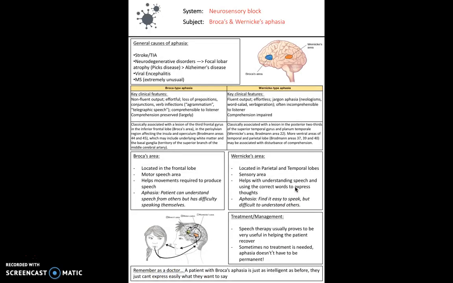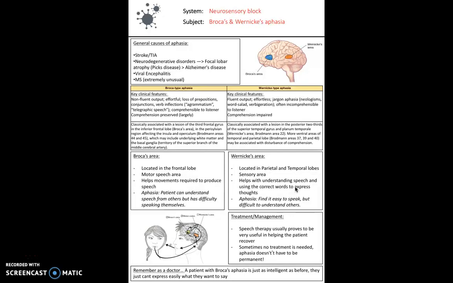Moving on to our final topic for this video, it's aphasia. So aphasia can be in the form of Broca's or Wernicke's. If we think about general causes of aphasia, these could be down to stroke, transient ischemic attacks also. It could also be down to neurodegenerative disorders such as Pick's disease or Alzheimer's disease. Could be due to viral encephalitis or also MS, but this is significantly more unusual.